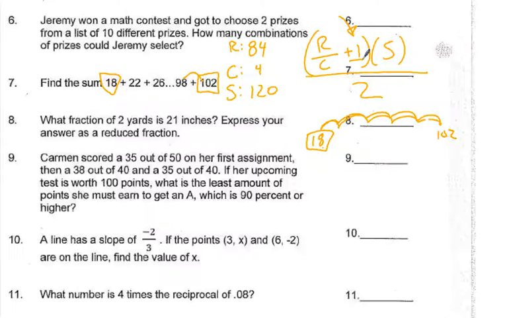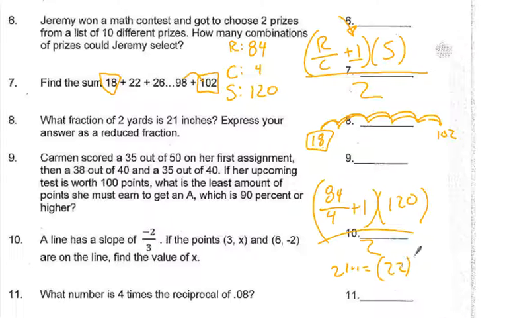Alright, let's plug in our numbers. So we have 84 divided by 4, plus 1, times 120 over 2. So here we have 21 plus 1, well that's just 22, times 60. Why is it times 60? Because I divided 120 by 2. Makes it a little bit quicker.